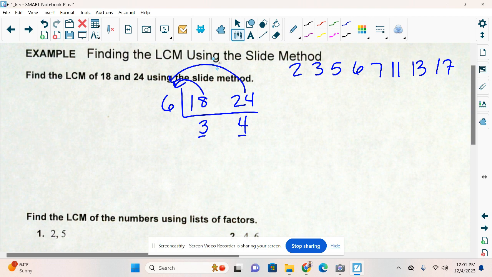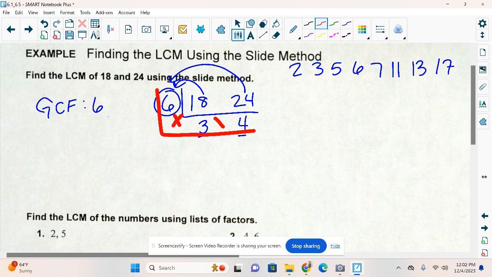So last week, the GCF, we would look at our slide, and what would the GCF have been? Looking at our slide, what's our GCF here? 6. This on the side is our GCF. To find the LCM, all we do is make an L with the numbers on the outside. We multiply those together, and that's going to give you the LCM. So 6 times 3 times 4 is 72. So our LCM here is 72.